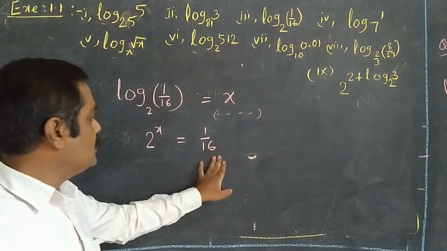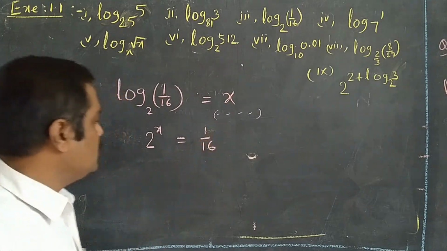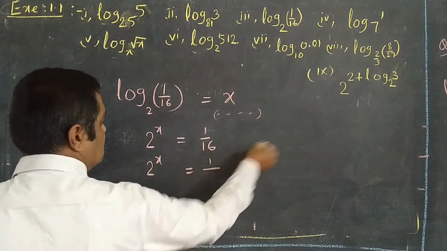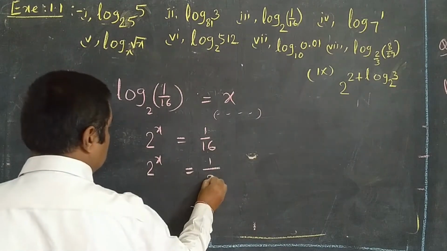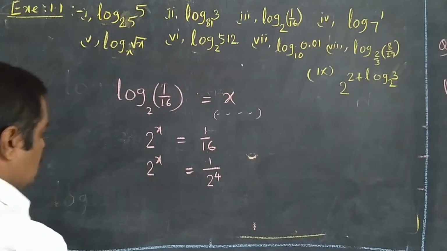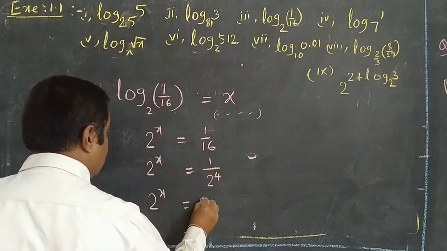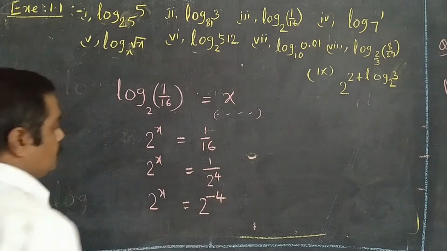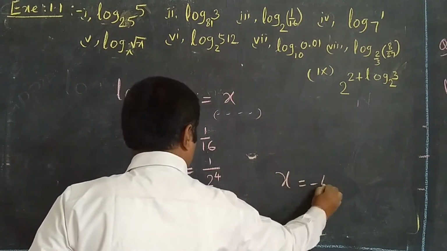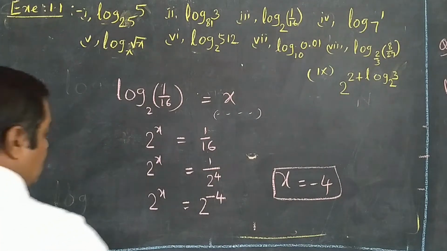We have to convert to the same base. Here 2 is the base, I need here also 2 as the base. That's why 2 power x is equal to 1 by 16. You do the LCM. We have to get 2 power 4. 16 is 2 into 2 into 2 into 2, 4 times. Then 2 power x is equal to, this also taken from the denominator to the numerator, means 2 power minus 4. So x is equal to minus 4. This is the answer. Right.